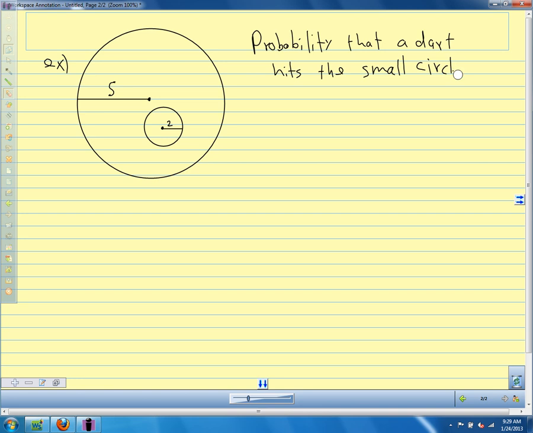So we want to figure out the probability that our dart hits this small circle. Well, our probability is still going to be the same thing, but what would we guess the probability has to do with now? What has something to do with the radius. So the radius of this one, the big circle, is bigger. The radius of this one is smaller, so it's going to have something to do with the radius.